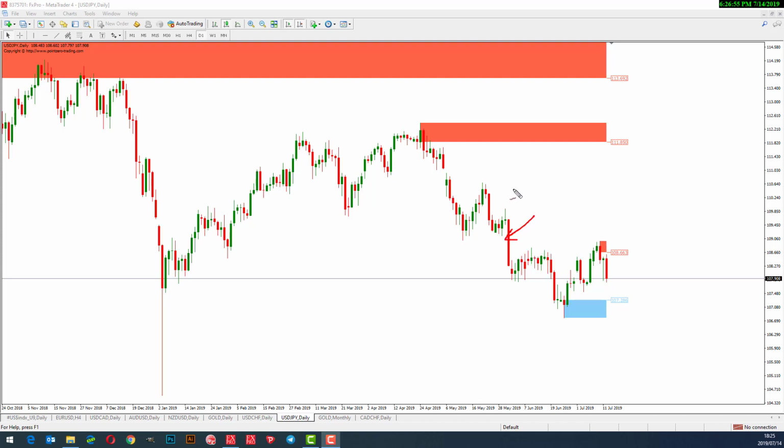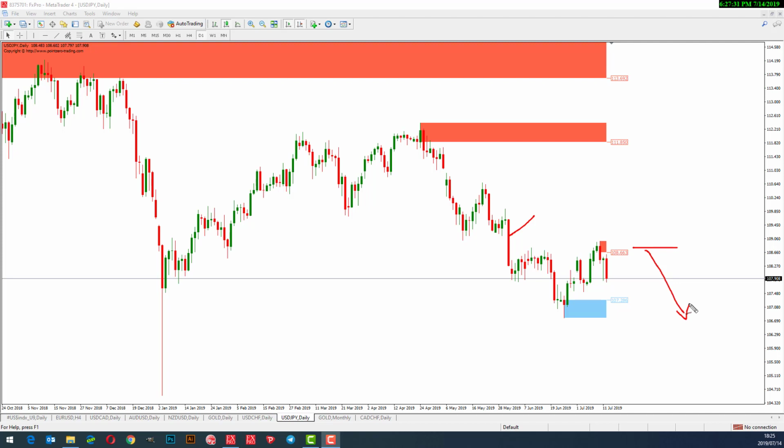There we go. That's one. That's a level of supply, and then we had another one that was created here. So if the market does retrace back up to the 108,800, 108,600 price zone, that's a good potential area for you to short the market, that is, to go to the downside.